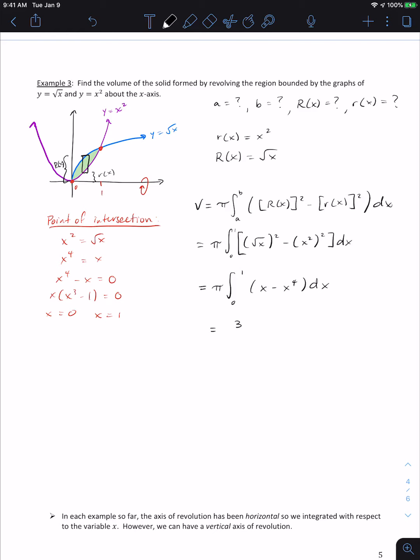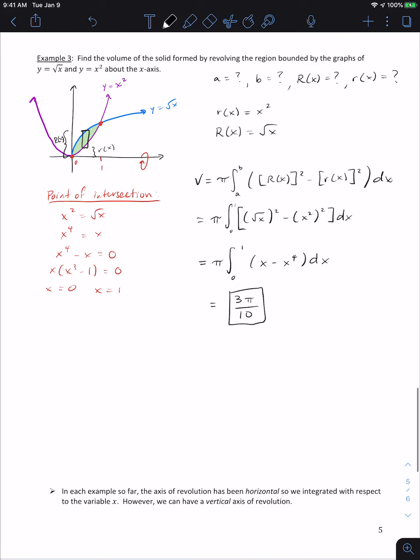So now our final answer is 3 pi over 10. If we were to multiply out that integral.